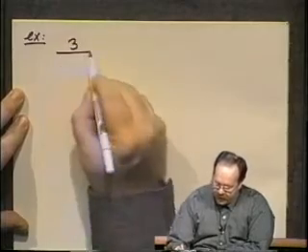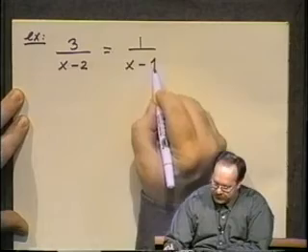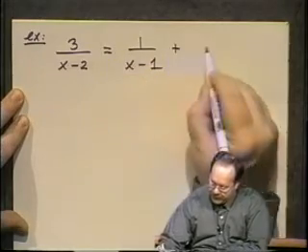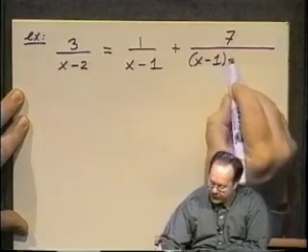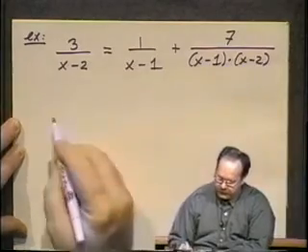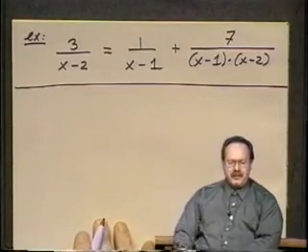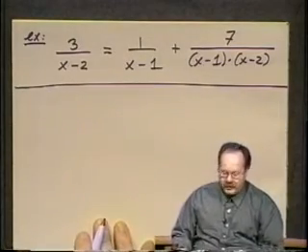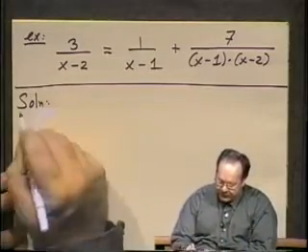Let me show you another one like that. 3 over x minus 2 equals 1 over x minus 1 plus 7 over x minus 1 times x minus 2. Not only is this nonlinear, it's not even a polynomial equation. It's a rational equation. So how could this possibly turn into something that's linear?